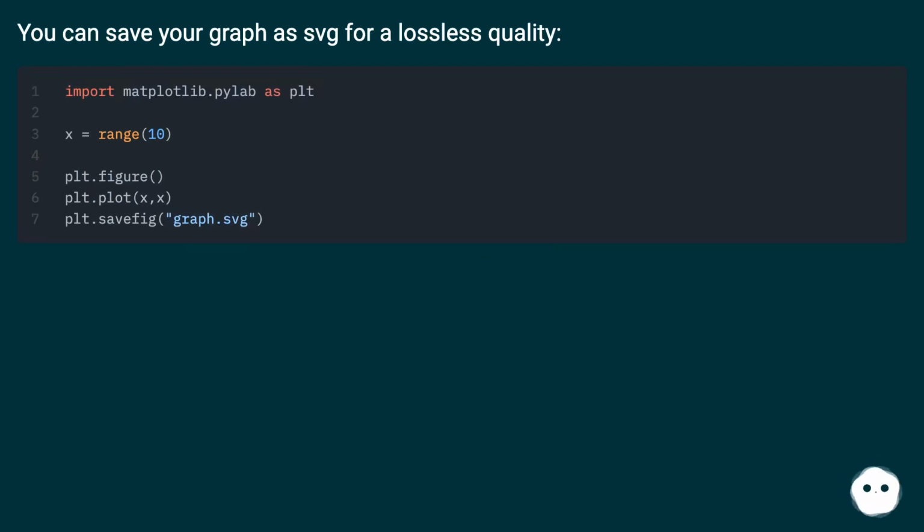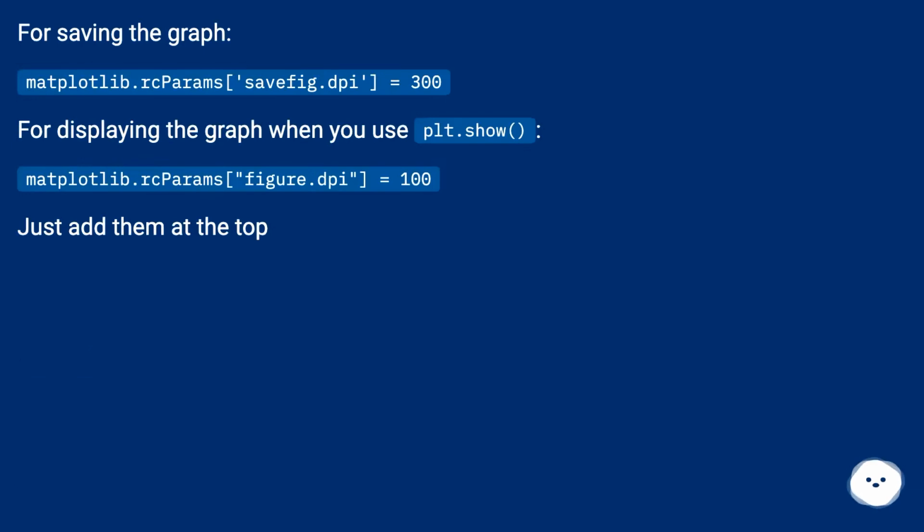You can save your graph as SVG for a lossless quality. For saving the graph, matplotlib.rcParams['savefig.dpi'] = 300. For displaying the graph when you use plt.show, matplotlib.rcParams['figure.dpi'] = 100. Just add them at the top.